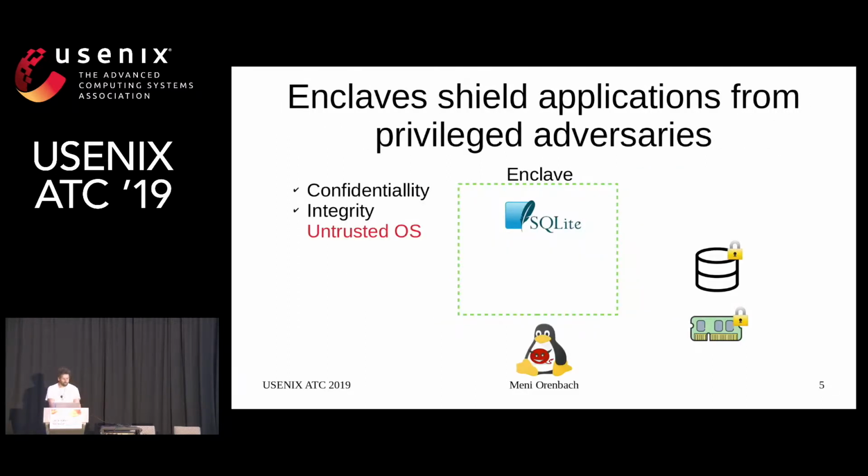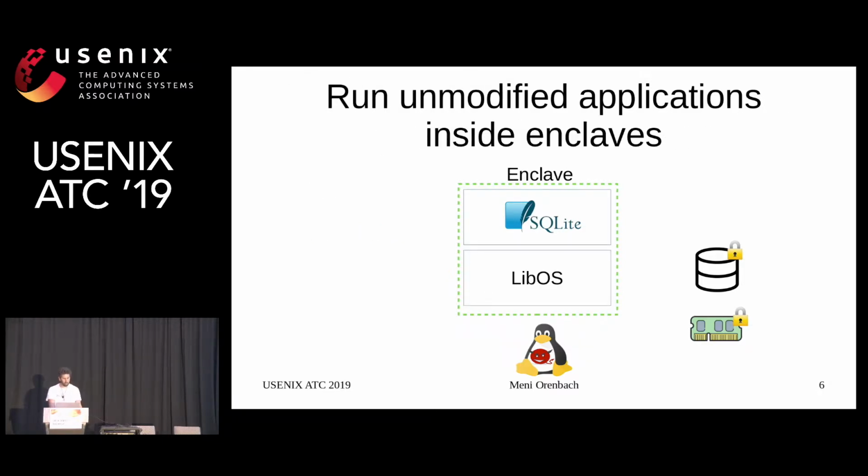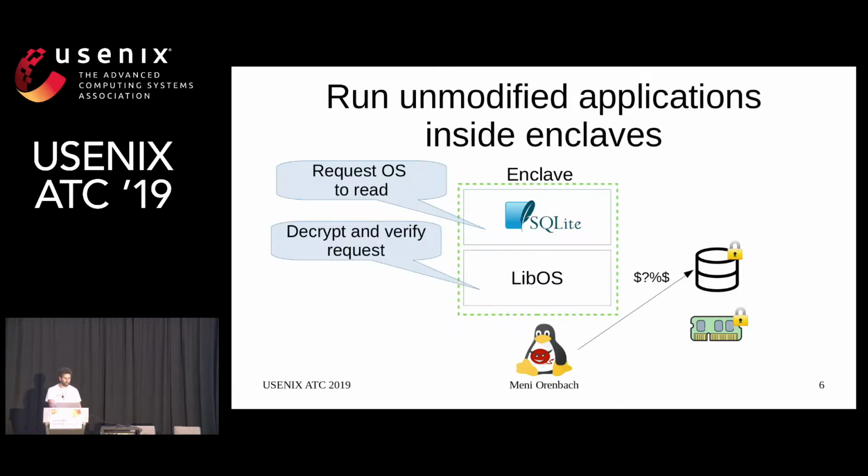The way to do that is that they shield applications from privileged adversaries, providing them confidentiality and integrity, so even a malicious OS cannot read them or tamper with them. And recent development in library operating systems even allowed us to run unmodified applications inside of enclaves, such that every request made to the operating system will be passed through the library operating system, and we'll be able to validate it and pass it on to the enclave seamlessly.